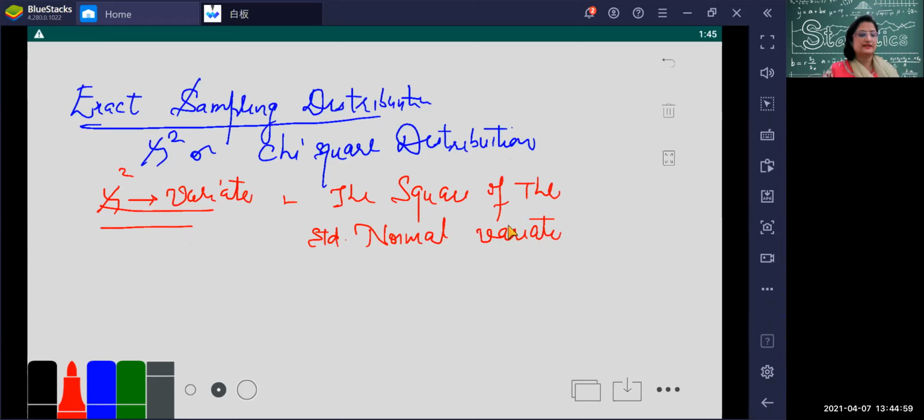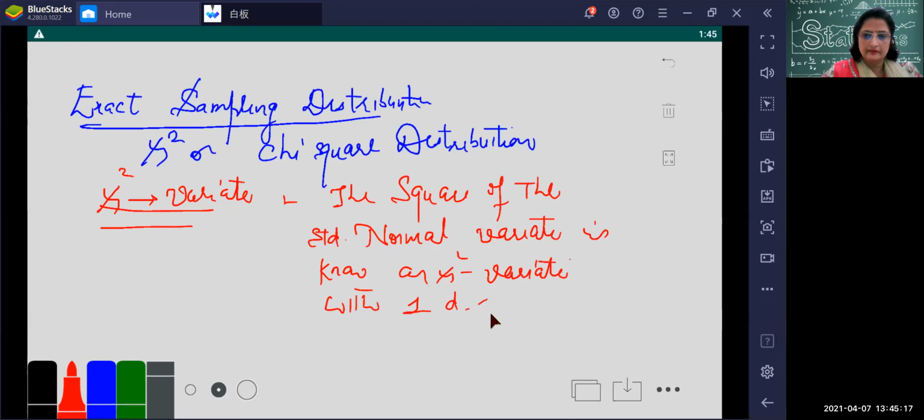The square of the standard normal variate is known as chi-square variate with 1 degree of freedom. So what does it mean? How will we write it numerically?